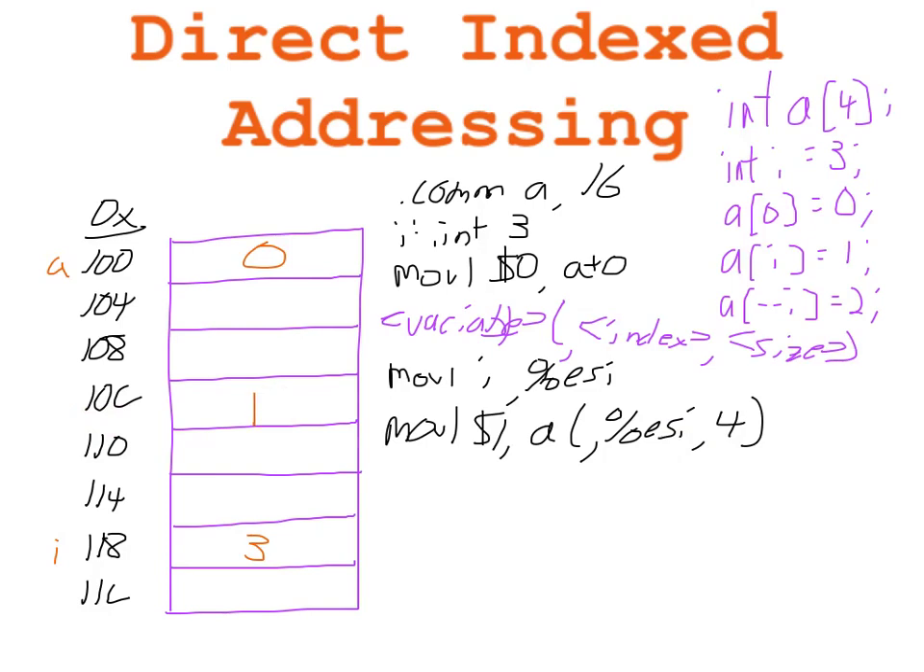Okay, so that's pretty straightforward. Now let's move on to the second example we have for direct addressing. We first need to subtract 1 from I first, and to do that, recall that we can use the decrement or decl instruction.